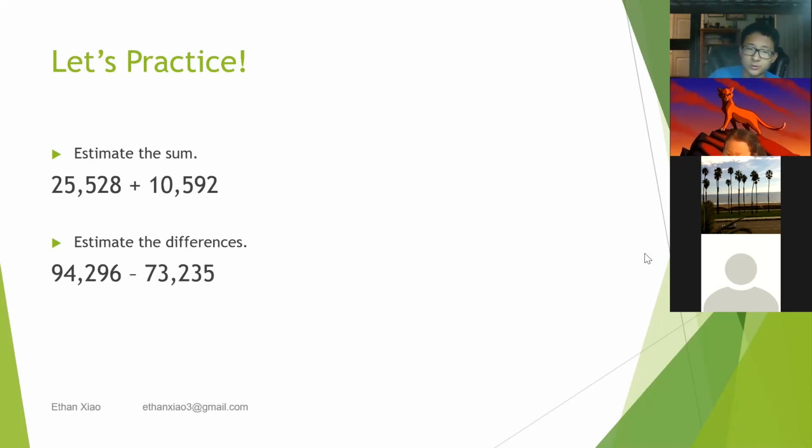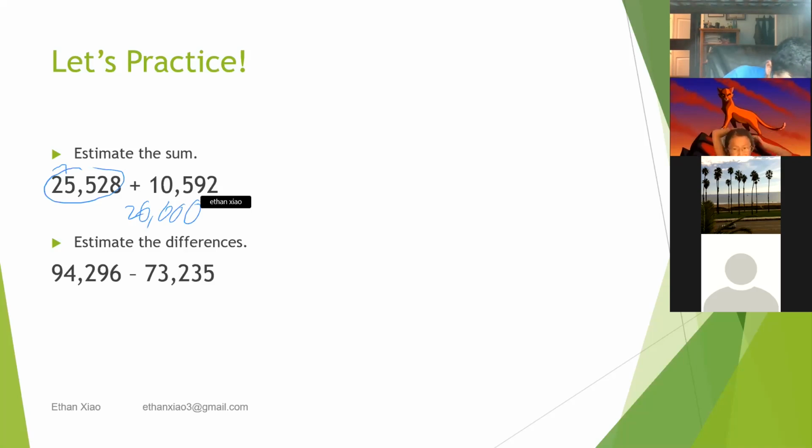So it looks like most of you did the first problem already, so I'm going to do the first problem for you guys. So what I do is I round this to the nearest thousand first, because that's the digit that's just right of the 10,000th digit. And so I get 26,000. And then the next one, I round it to the nearest thousand again, which is 11,000. I add these together and I get 37,000, which should be a good estimate.